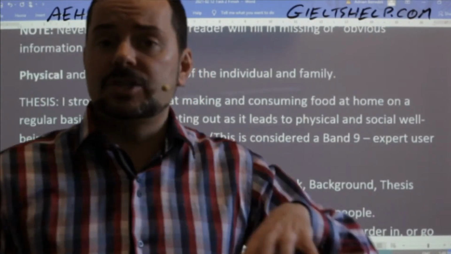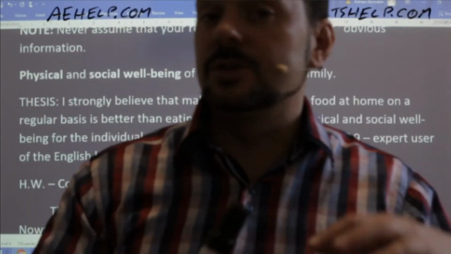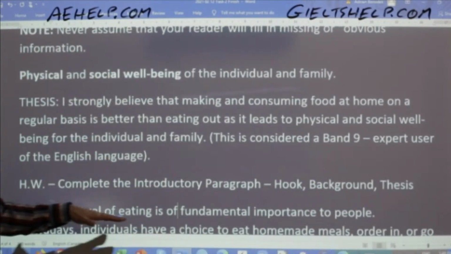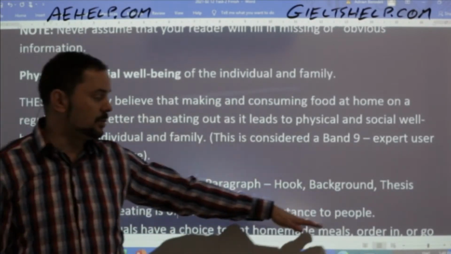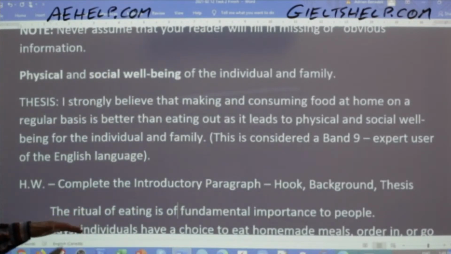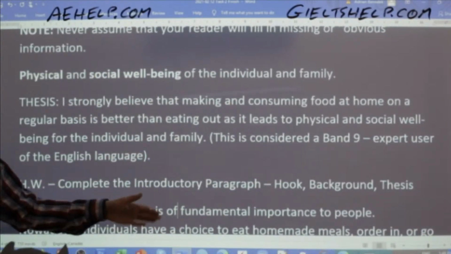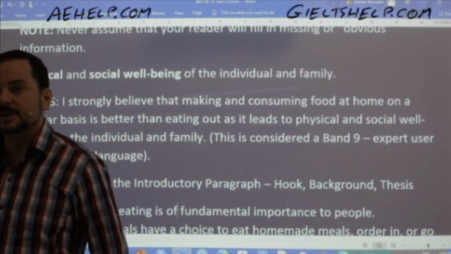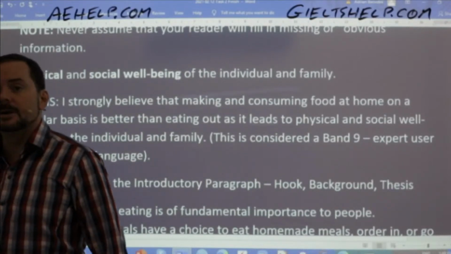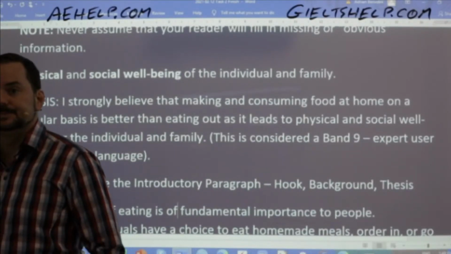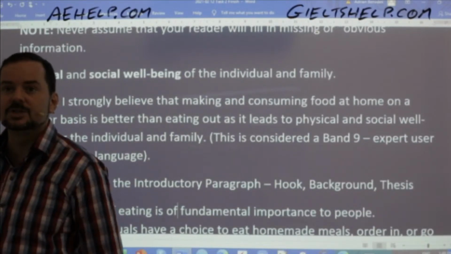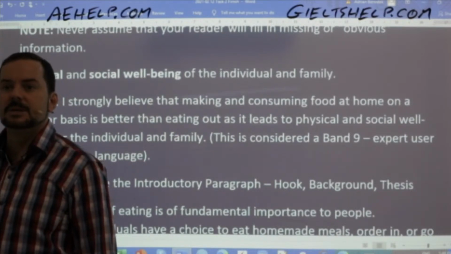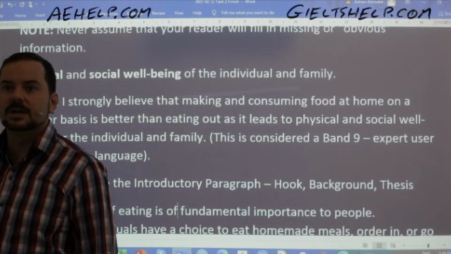So I just kind of umbrella the hook as the ritual of eating is very important, right? So the ritual of eating is of fundamental importance to people. Another way I could do it grammatically is the ritual of eating is fundamentally important to people. Okay, might be a little bit even cleaner. All right, give me your background information. Okay, background information. So please put BC if it's your background, or BG is okay as well.